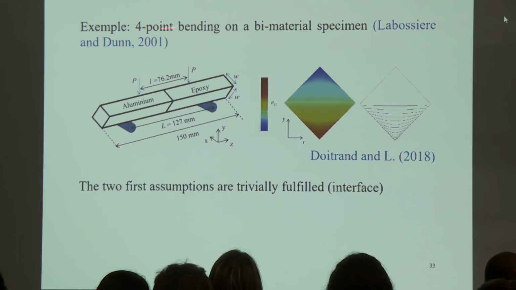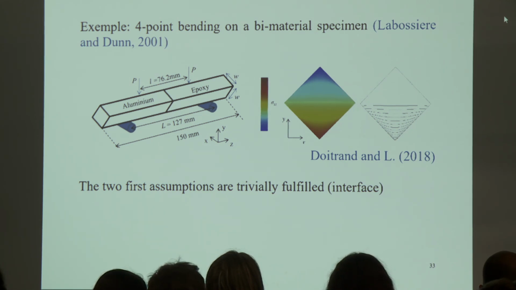This is, again, a work by Dunn and co-workers here. The specimen has been rotated by 45 degrees, and a 4-point bending is applied to this specimen. In this case, we know that the crack developed in the interface. So the first assumption, the crack is plane, is fulfilled. The second assumption, the direction of the plane, is fulfilled. We know it. It is the interface, okay?